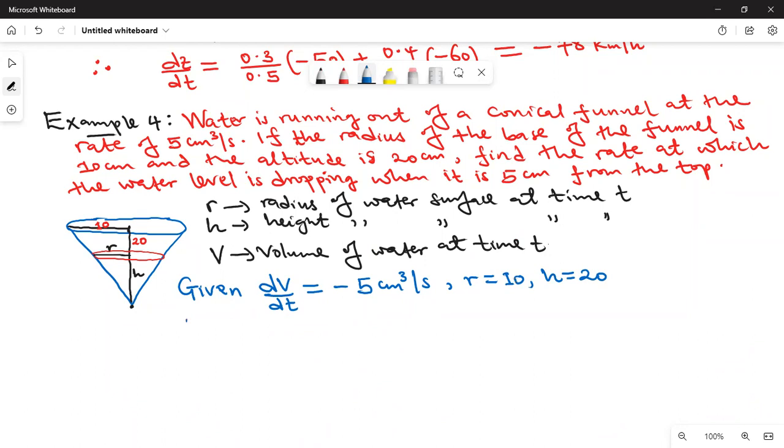So what are we required to find? The task is to find the rate at which the height is decreasing. So that is dh/dt. We don't know this, so I'll just have some question marks. We want to find dh/dt when the height is 5 centimeters from the top.